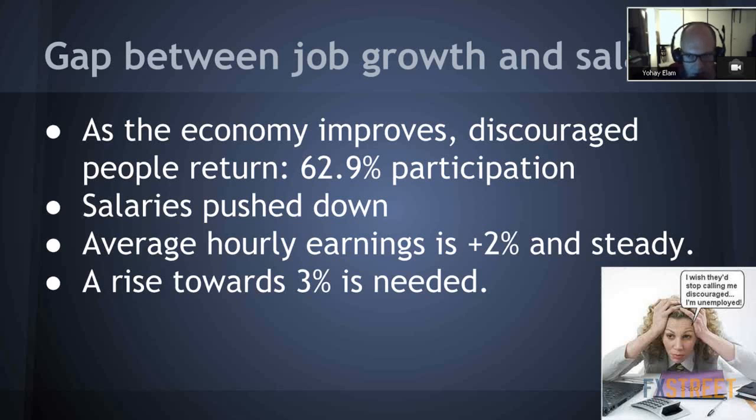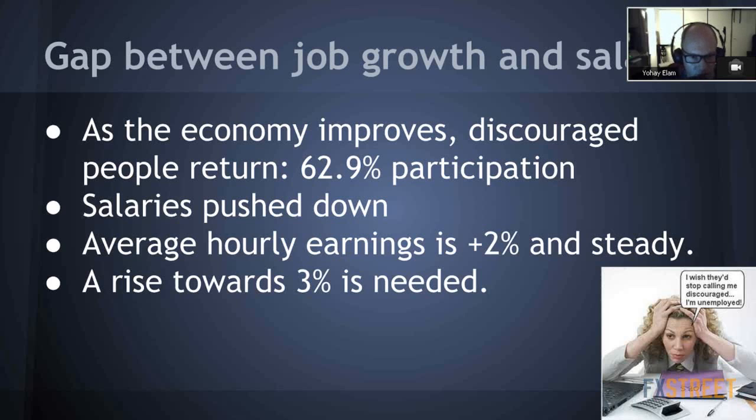Eventually, as the economy does improve, more discouraged people will return. We currently have a participation rate of 62.9. It's off the lows of 62.8, but it's still the lowest levels. I mean, these levels were last seen in 1978, 36 years ago. Salaries have been pushed down after the crisis, and each time that people stop being discouraged and come back to the job market, they actually push salaries down.